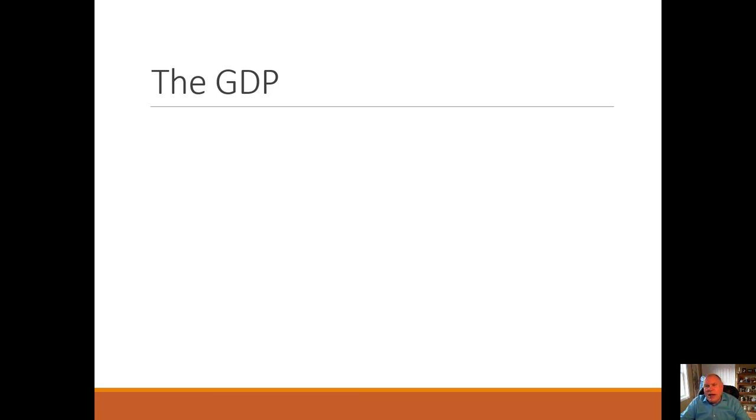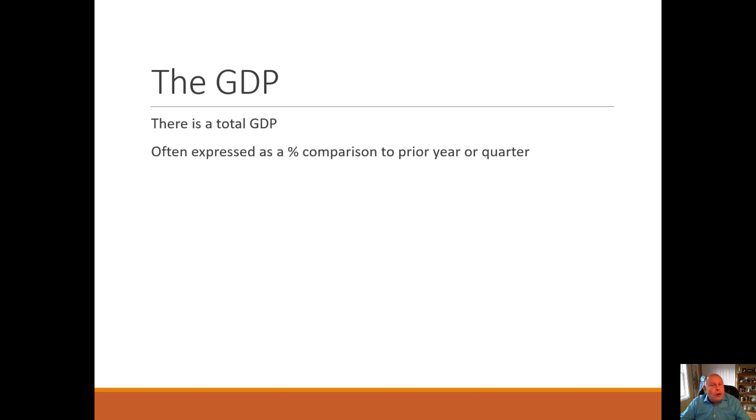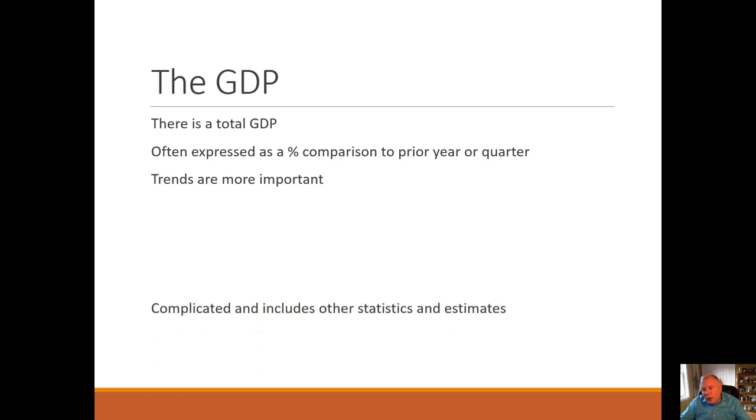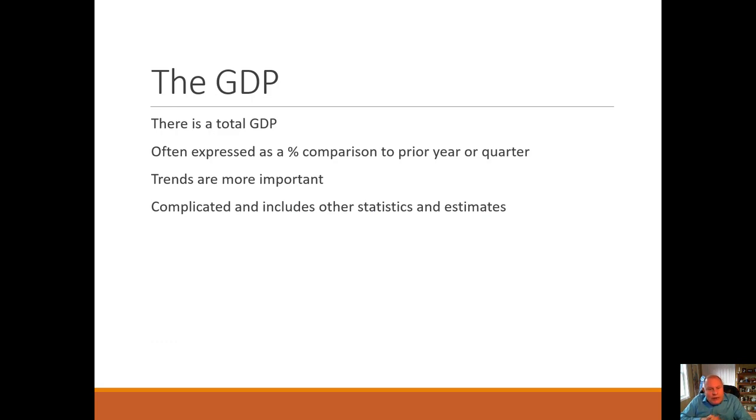Now let's just take a look at it on a very macro basis. There's total GDP, which represents the entire production of a country or a geographic area. It's often expressed as a comparison to prior year or prior quarter. It can be an annualized number, but trends are most important. As I said earlier, it's very complicated, includes statistics and estimates that come together. It's not always timely. There's a preliminary and final, which is the revised. So we have the preliminary right now for the first quarter ending March 31st, but we don't have the final. So there will be some revisions.